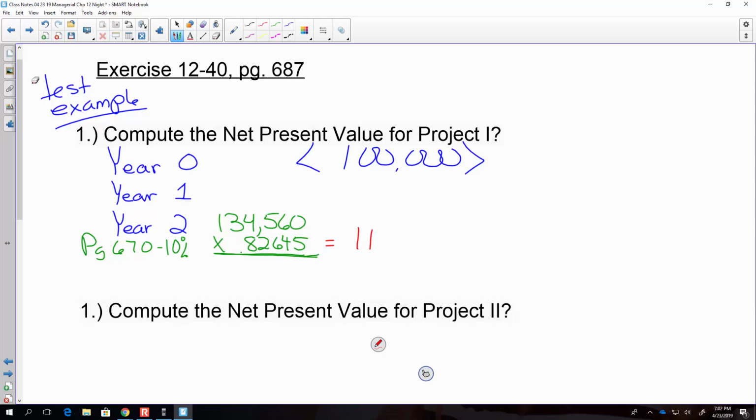Go ahead, Tiffany. 111,207. So we made it, right? Yeah. Positive net present value of 11,207.